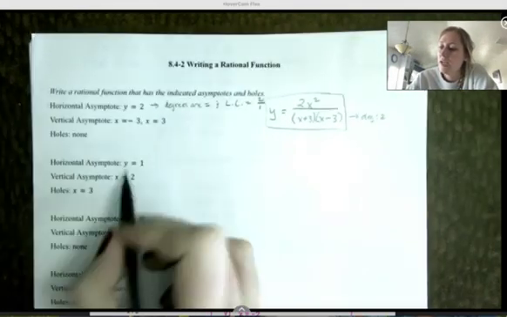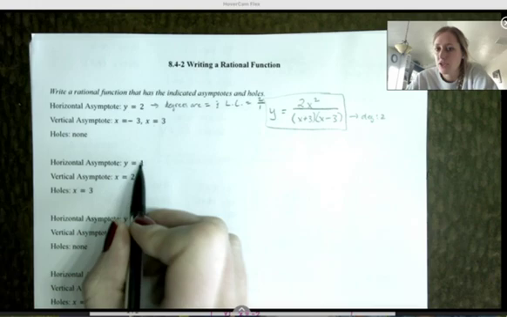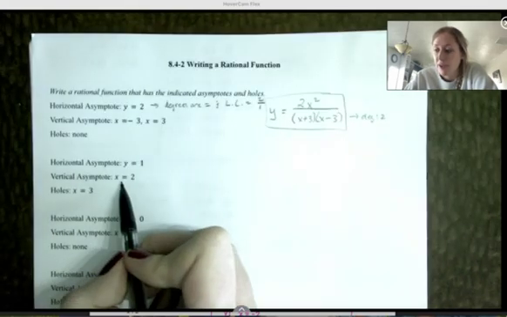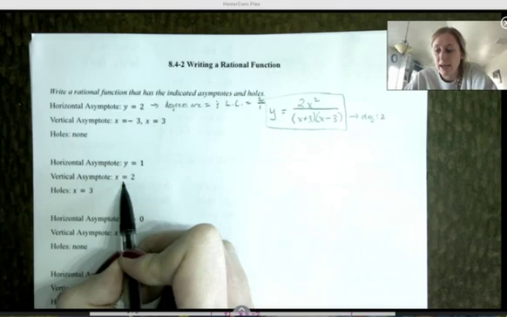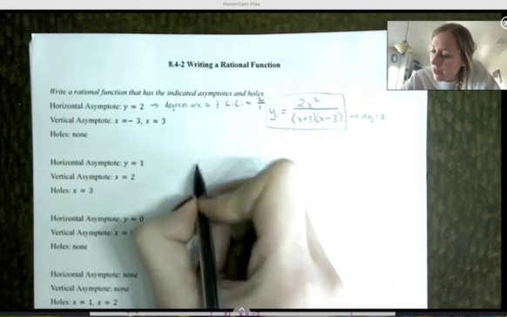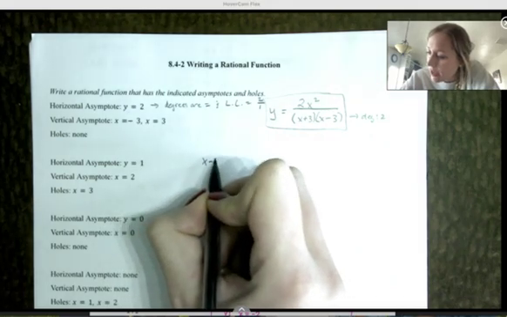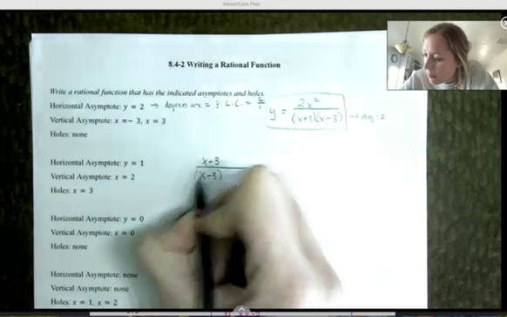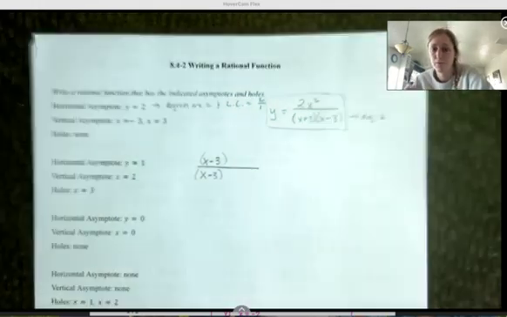Here, y equals 1. This is the same situation. I need the degrees to be equal and my leading coefficients to be 1. This time I have a vertical asymptote at 2 and a hole. So let's see. If I have a hole, I know I have x minus 3 in the top and x minus 3 in the bottom, right? So that's for the hole.